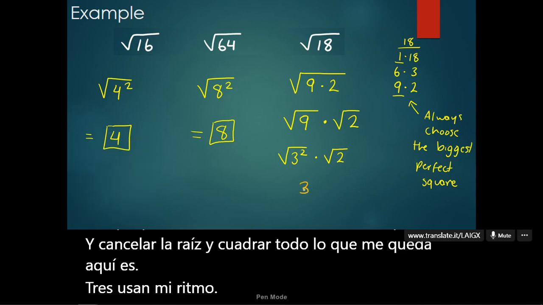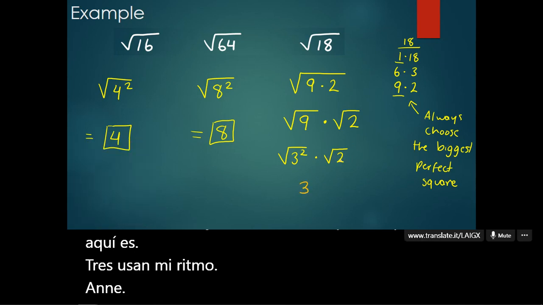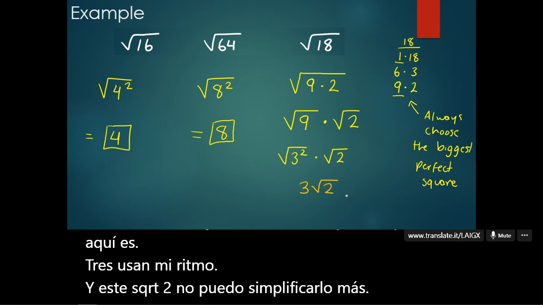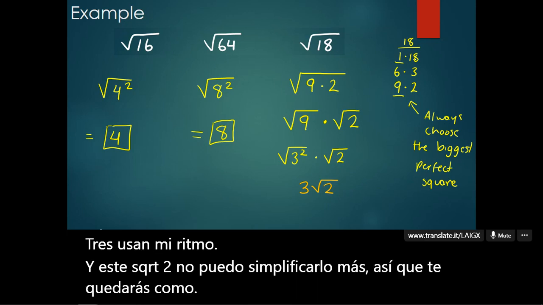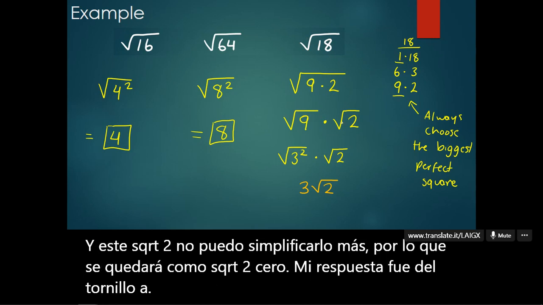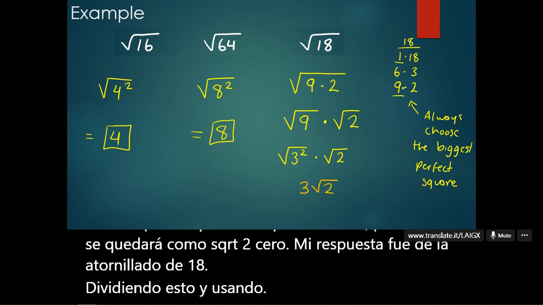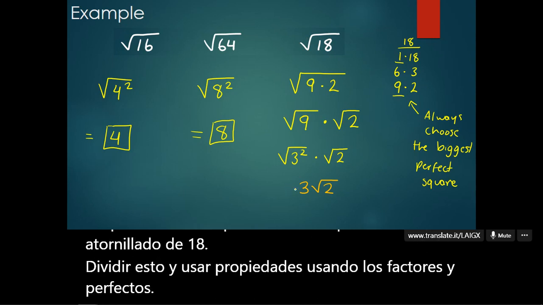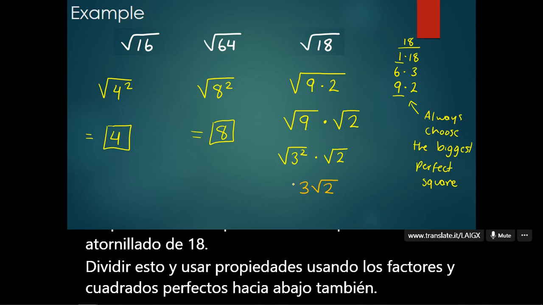And this square root of 2, I cannot simplify any further. So it'll just stay as the square root of 2. So my answer went from the square root of 18, splitting this and using properties, using the factors and perfect squares, down to 3 times the square root of 2.